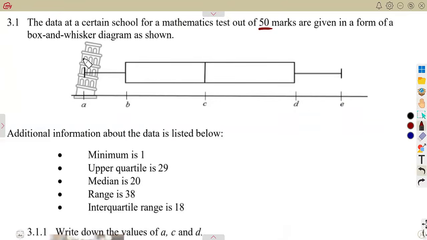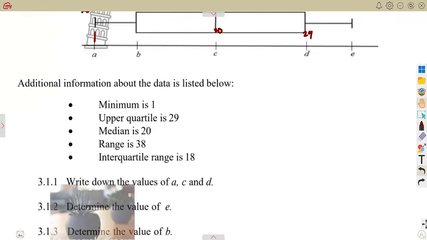Remember, this is a box and whisker where we have got the minimum value, the lower quartile Q1, Q2 being the median, Q3 being the upper quartile, and the maximum value. From the additional information, we've got the minimum value, which is 1, the upper quartile, 29, the median, which is 20, the range, which is the difference between maximum and minimum, and also the interquartile range. And from this, the question was 3.11, write down the values of A, C, and D.